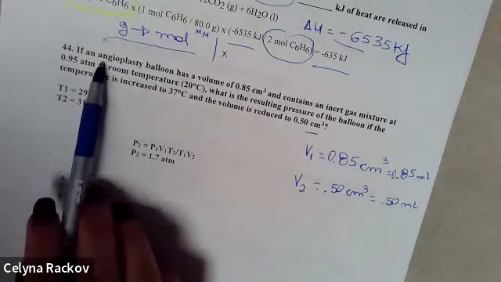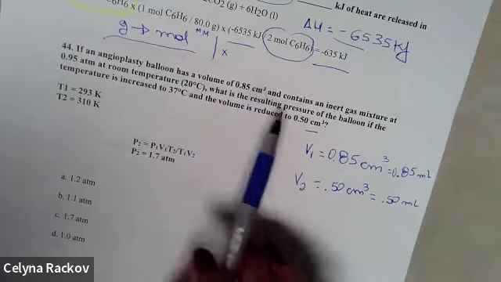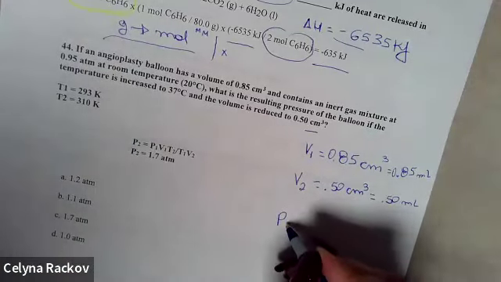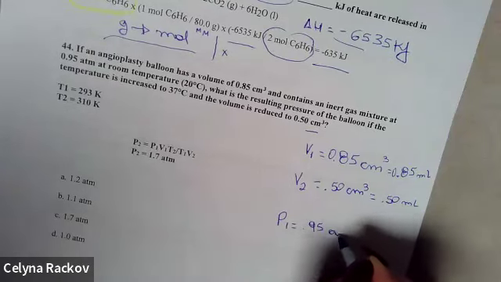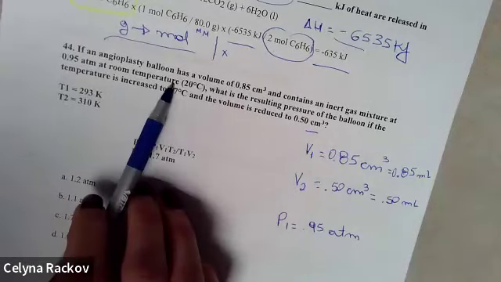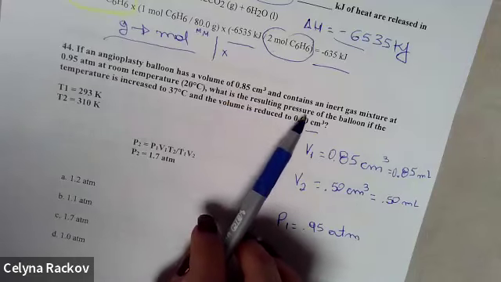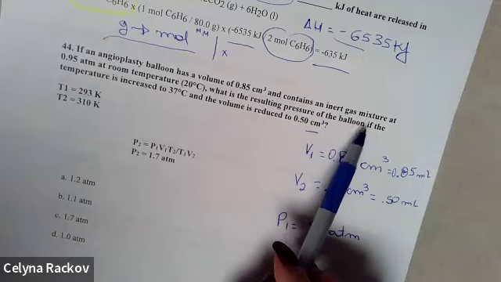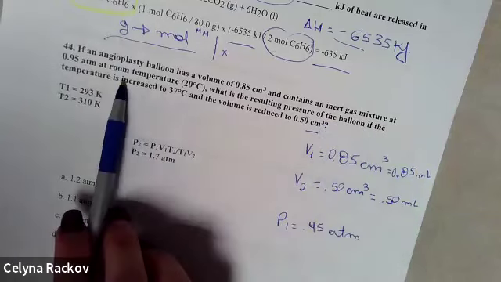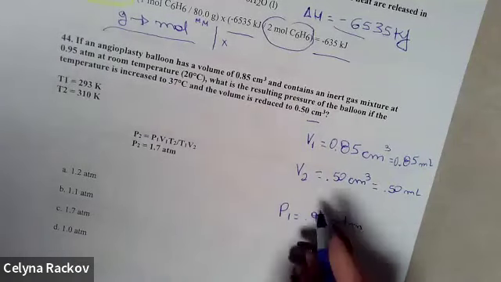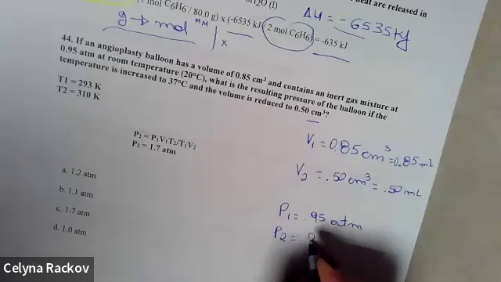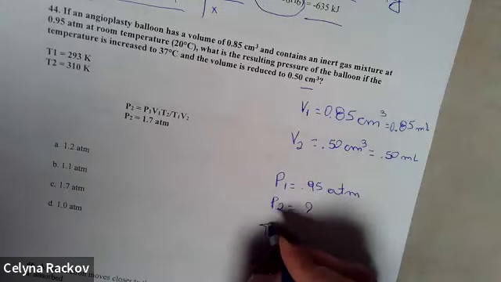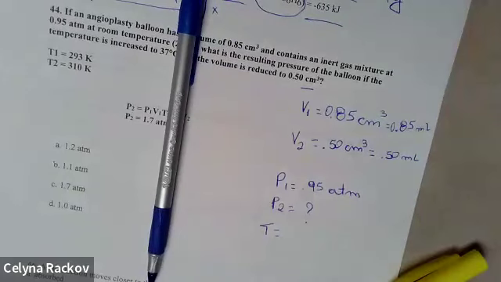Okay, and then the angioplasty balloon has this initial volume, and it contains an inert gas mixture at 0.95 atm, so we have the initial pressure here, 0.95 atm, at room temperature. What is the resulting pressure if the temperature is increased to 37? So here, the question is asking for the final pressure, right? And you also have the temperature still changing here.